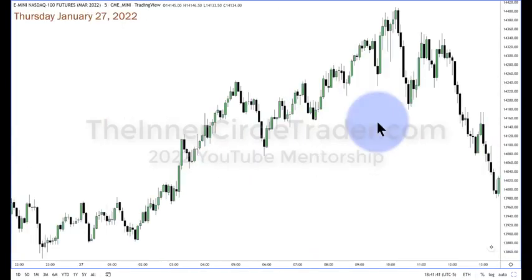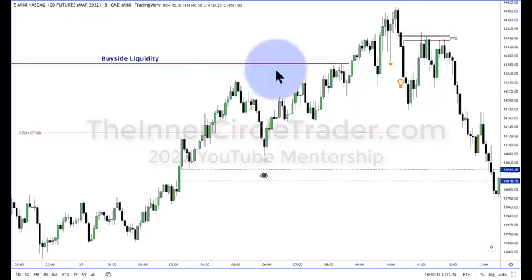All right, we're looking at the E-mini NASDAQ futures for Thursday, January 27th, 2022. This is a 5-minute chart. This is the time frame you start with and you work down, okay? So on the 5-minute right away, we can see the low to the high, and we're looking for a high, and go back in time in your chart and you'll find what this is here.